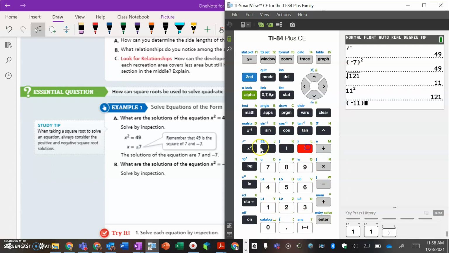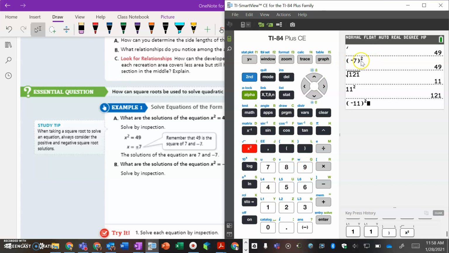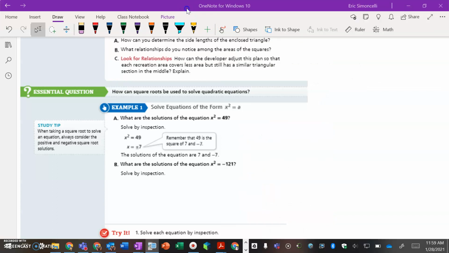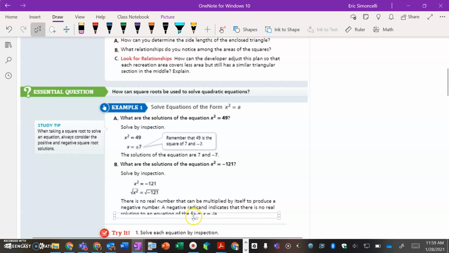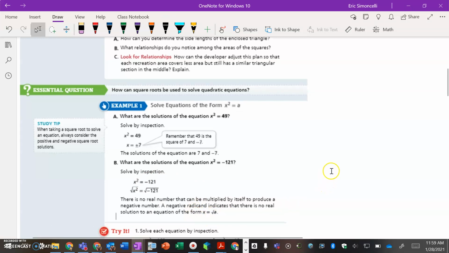If you square -11, notice it's in parentheses again, just like -7 squared was earlier, you're going to get a positive only. There is no way that we can solve this particular quadratic equation and get an answer at all, because as it turns out, you cannot take the square root of -121. You cannot take the square root of a negative number and get an answer. There is no real number that can be multiplied by itself to produce a negative number. A negative radicand indicates that there is no real solution to an equation of that form.